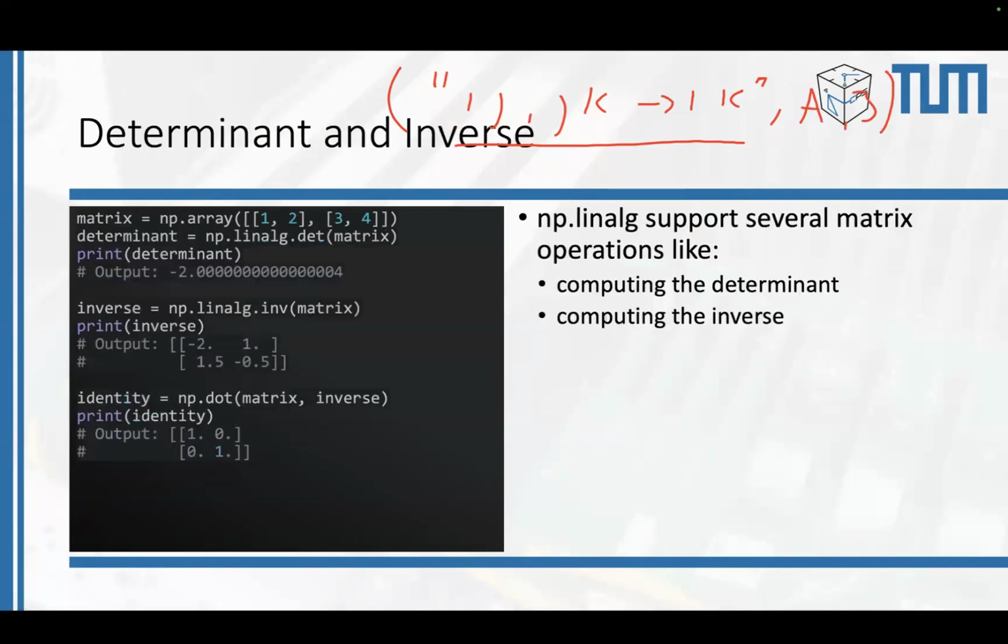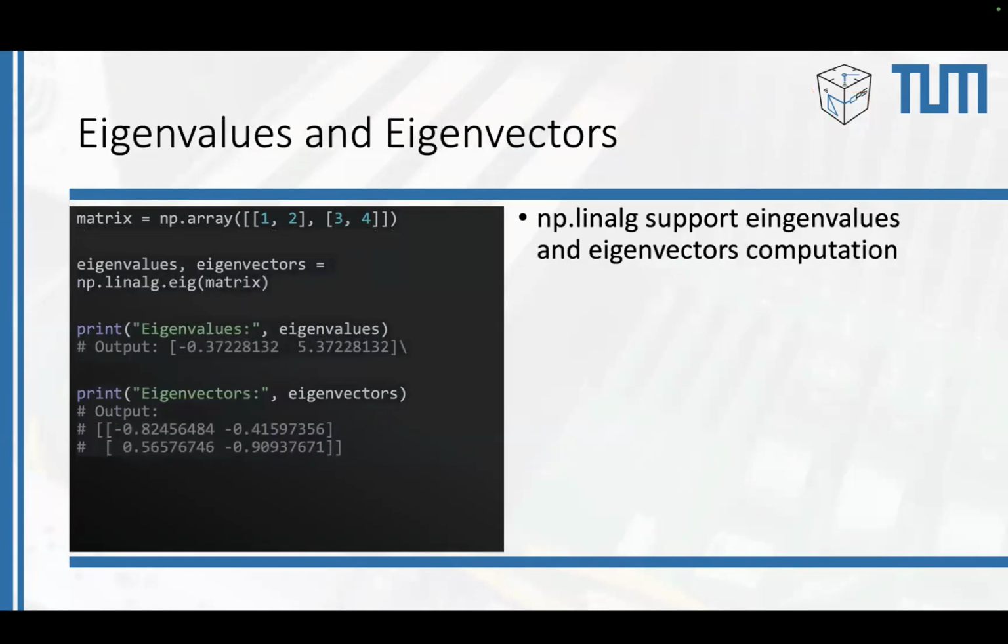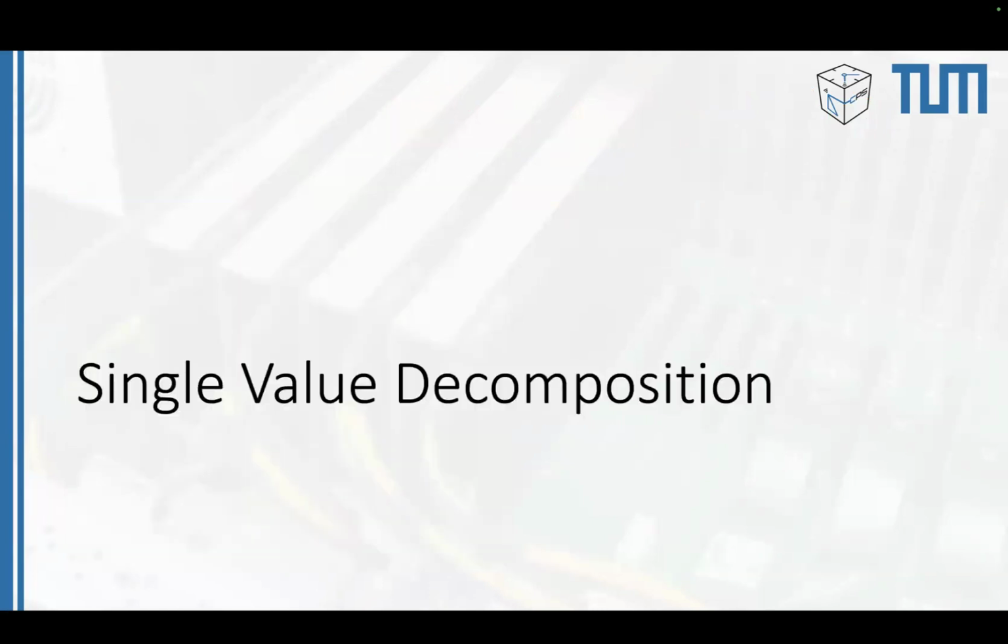So determinant and inverse, you can do this. There's this linalg package. We'll see a lot of this today. And eigenvalues and eigenvectors, also very important. You can do that also with linalg. So you don't have to bother about writing down this algorithm yourself. It's already prepackaged in NumPy.